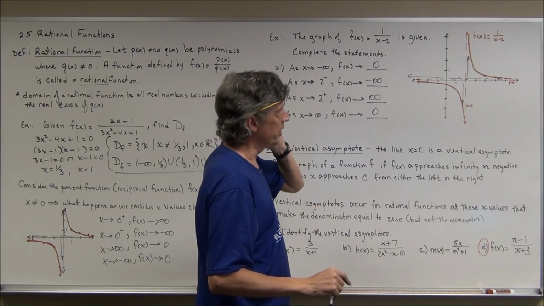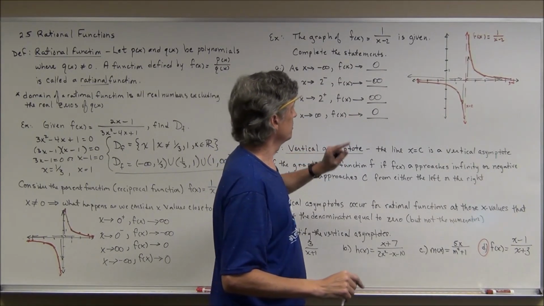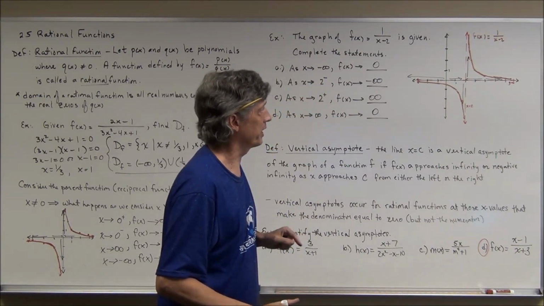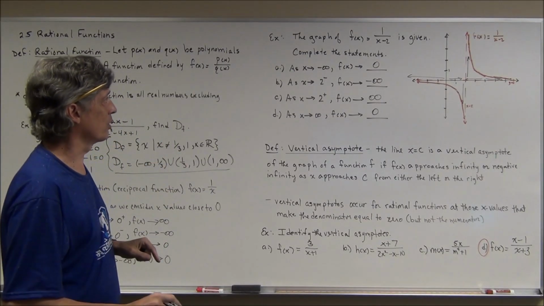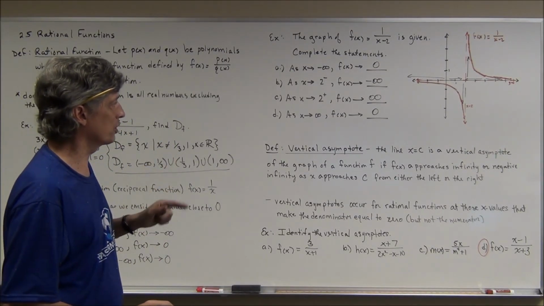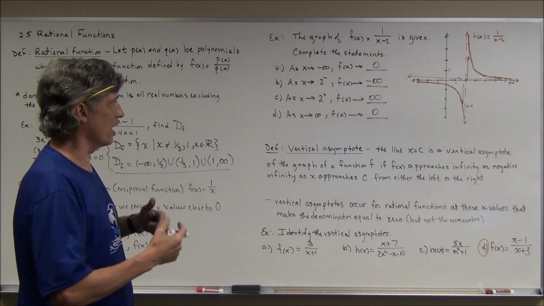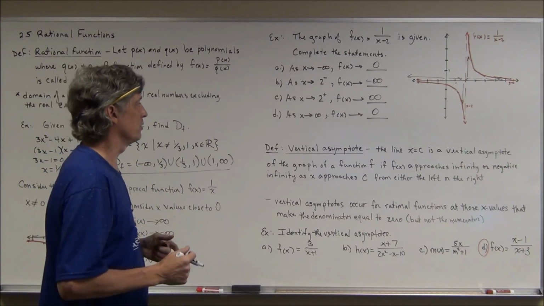Now my graph will never cross a vertical asymptote for rational functions. It's possible that it can cross a horizontal asymptote, but it's not possible for it to cross a vertical asymptote because they occur at those values that make the denominator 0, and that can't happen. You can't have 0 in the denominator.